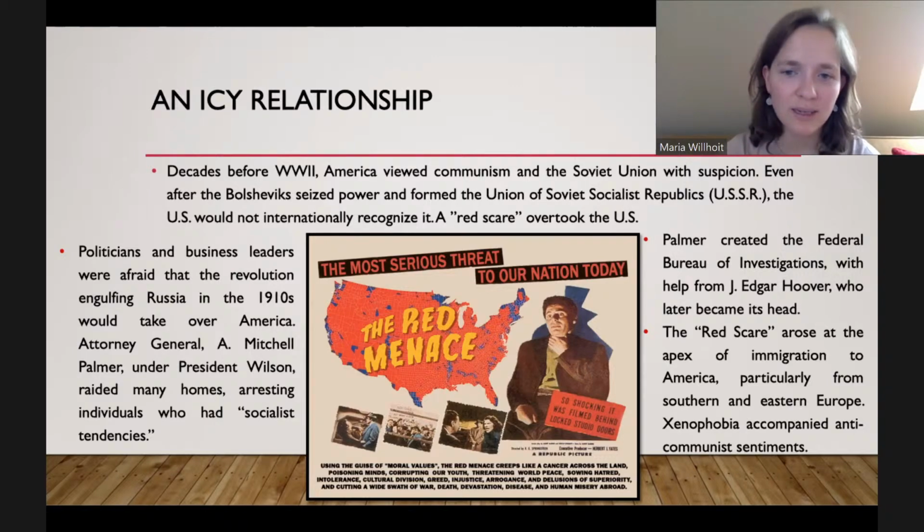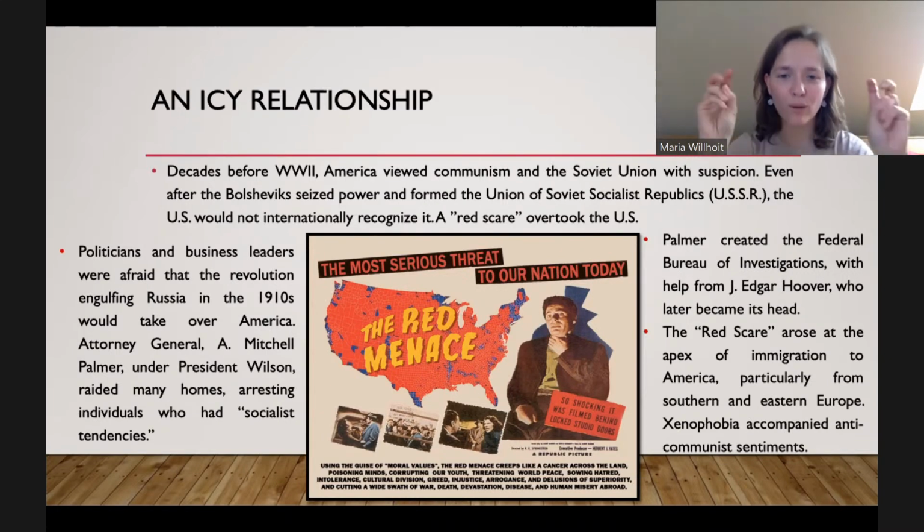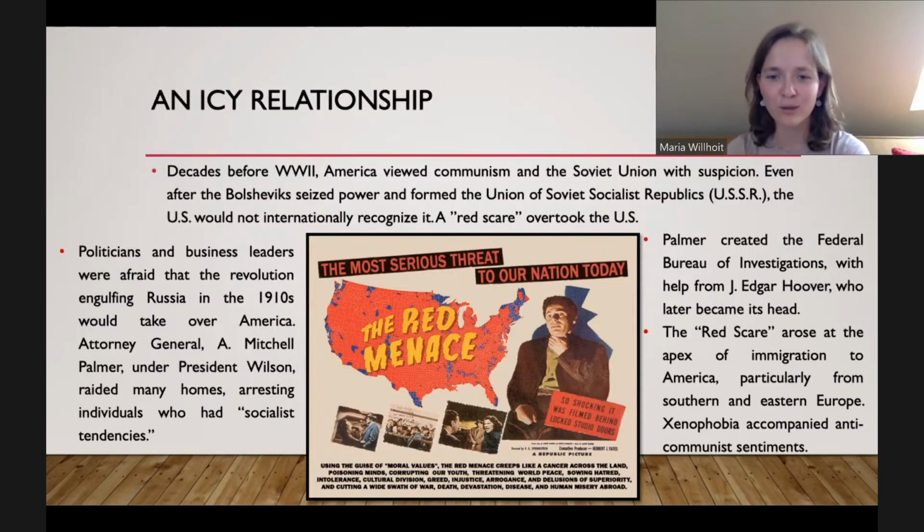The most serious threat to our nation today, communism. Using the guise of moral values, the red menace creeps like a cancer across the land, poisoning minds, corrupting our youth, threatening world peace, sowing hatred, intolerance, cultural division, greed, injustice, arrogance, and delusions of superiority, and cutting a wide swath of war, death, devastation, disease, and human misery abroad. God, that's a lot for one caption.